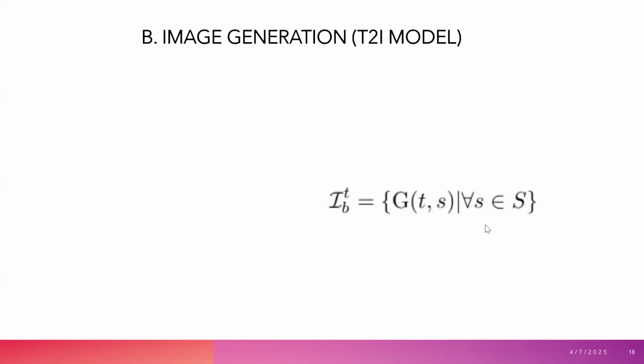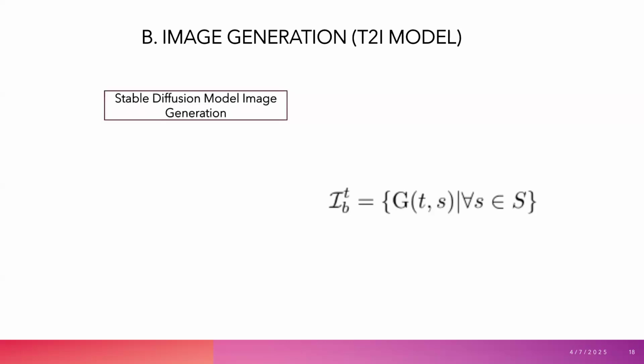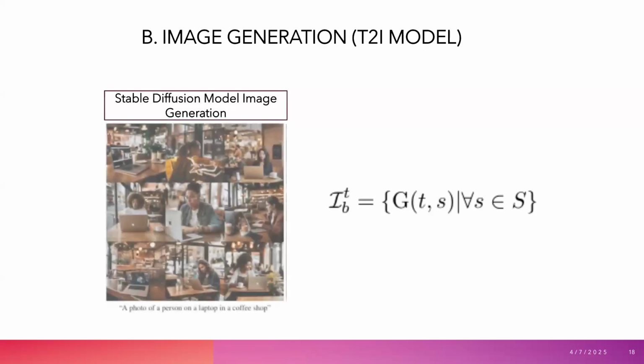Okay, so this is an equation to identify it. The stable diffusion model will generate multiple random images using multiple seeds, because stable diffusion starts from noise. Here you can see an example of the prompt, a photo of a person on a laptop in a coffee shop, which has generated some 10 synthetic images. Initially they are generating 10 images, and with those images they are going to analyze how the biases will be.